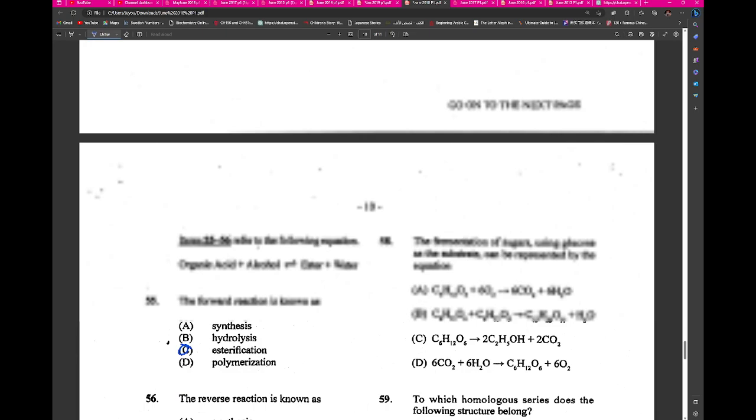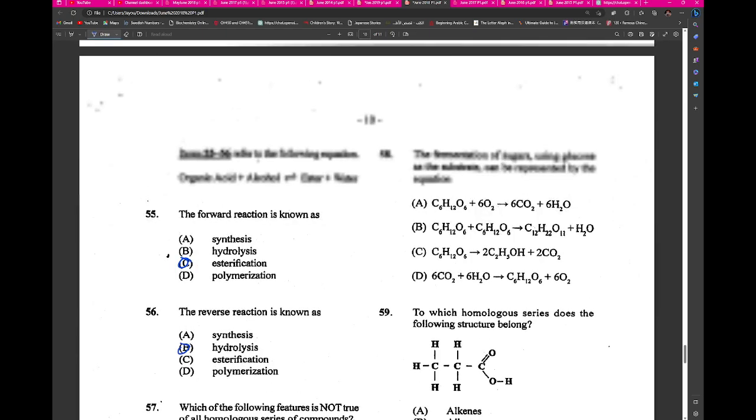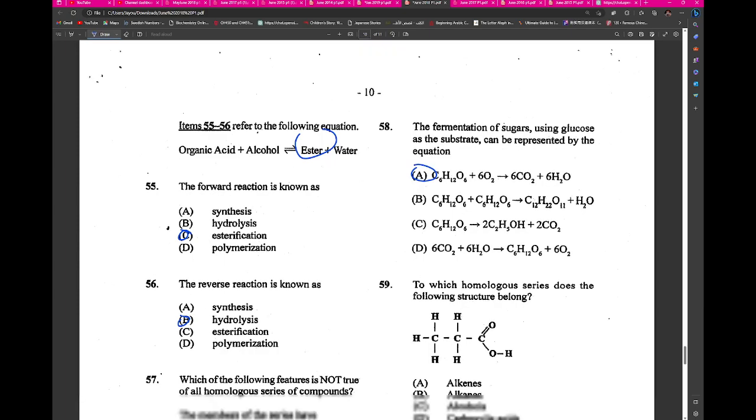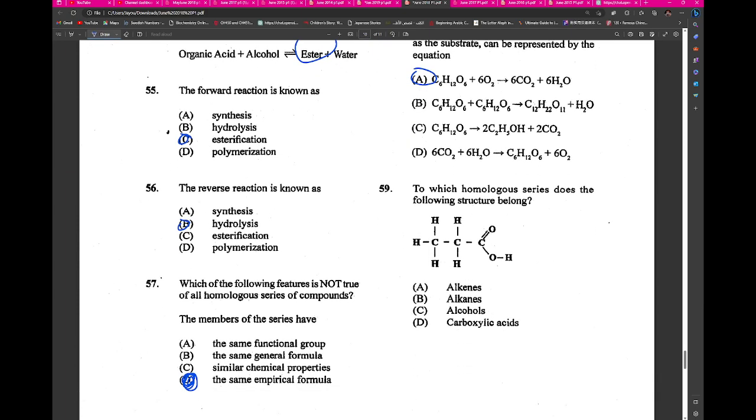Alright, so here now, the fermentation of sugars using glucose as a substrate can be represented as glucose, C6H12O6 plus 6O2 gives us 6, everything is 6 across there. Which of the following series does this belong to? This is a carboxylic acid, right?